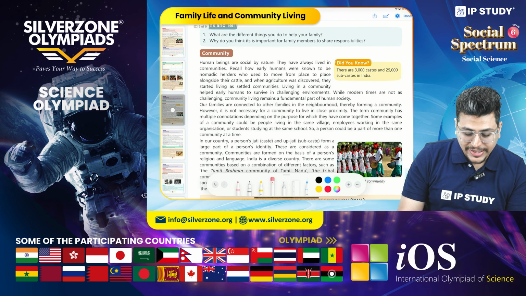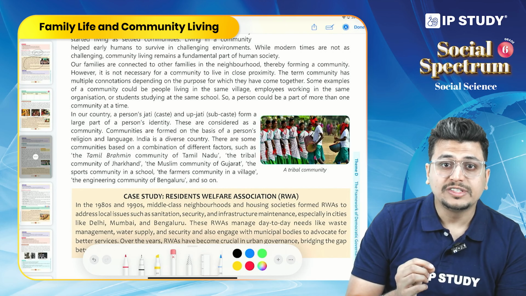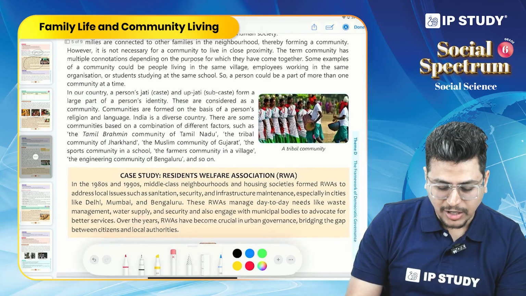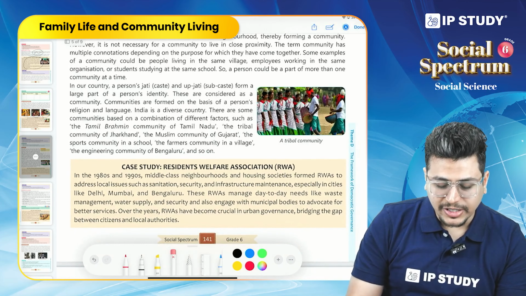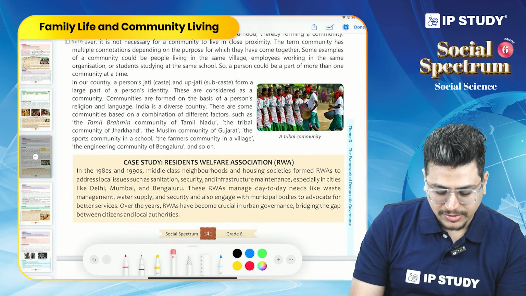Sometimes there could be combinations also, like there could be Muslim community of Gujarat. So here there are two identities. First, you are a Gujarati and also a Muslim. Or it could be Tambrams, Tamil Brahmins of Tamil Nadu. Now here there are three identities. You are a Tamil, you are also a Brahmin, and you are also a citizen of or a resident of Tamil Nadu. So this is how communities work. It could work in different combinations, right?